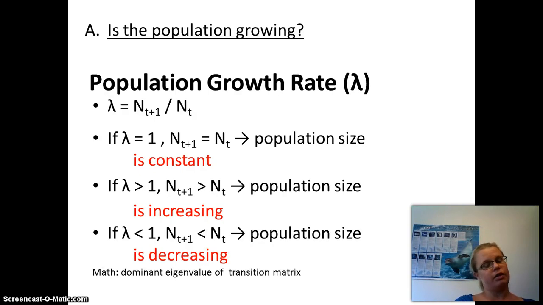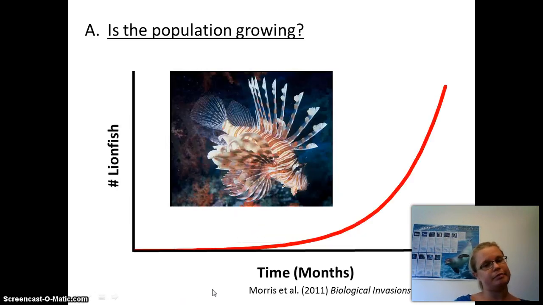And the way you calculate this mathematically is calculating the dominant eigenvalue of the transition matrix. So it actually completely depends on the transition matrix. It doesn't depend on the initial population vector at all. And in PopTools, you can do it through the menu to calculate the instantaneous rate of growth, or you can just type in this formula here for the dominant eigenvalue of the transition matrix.